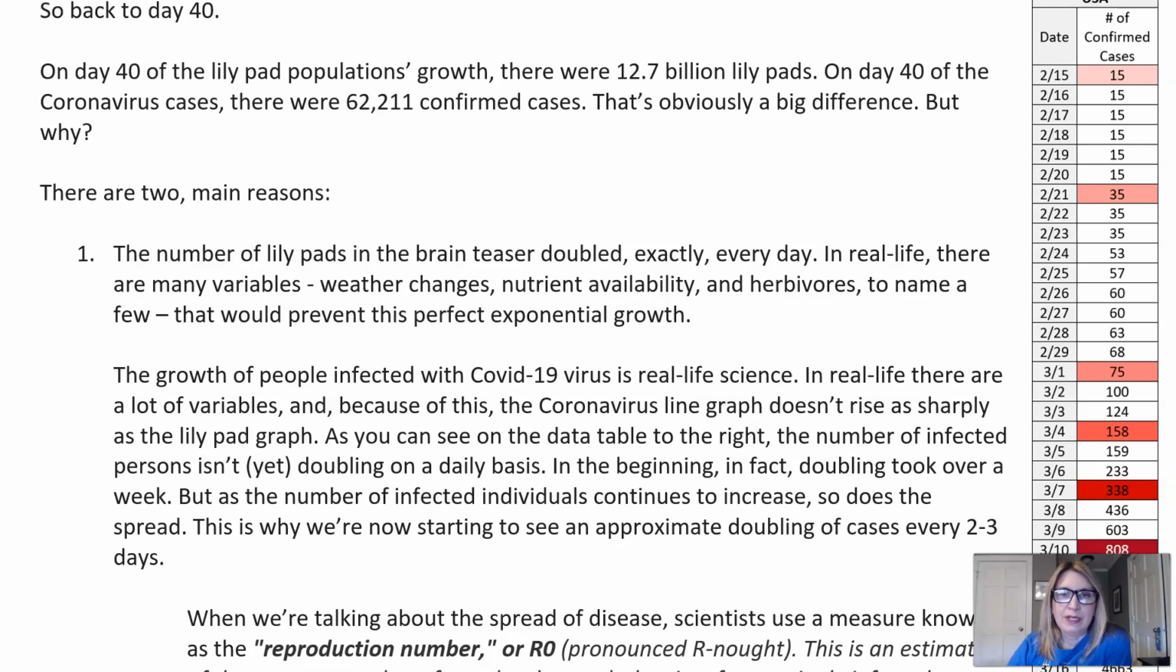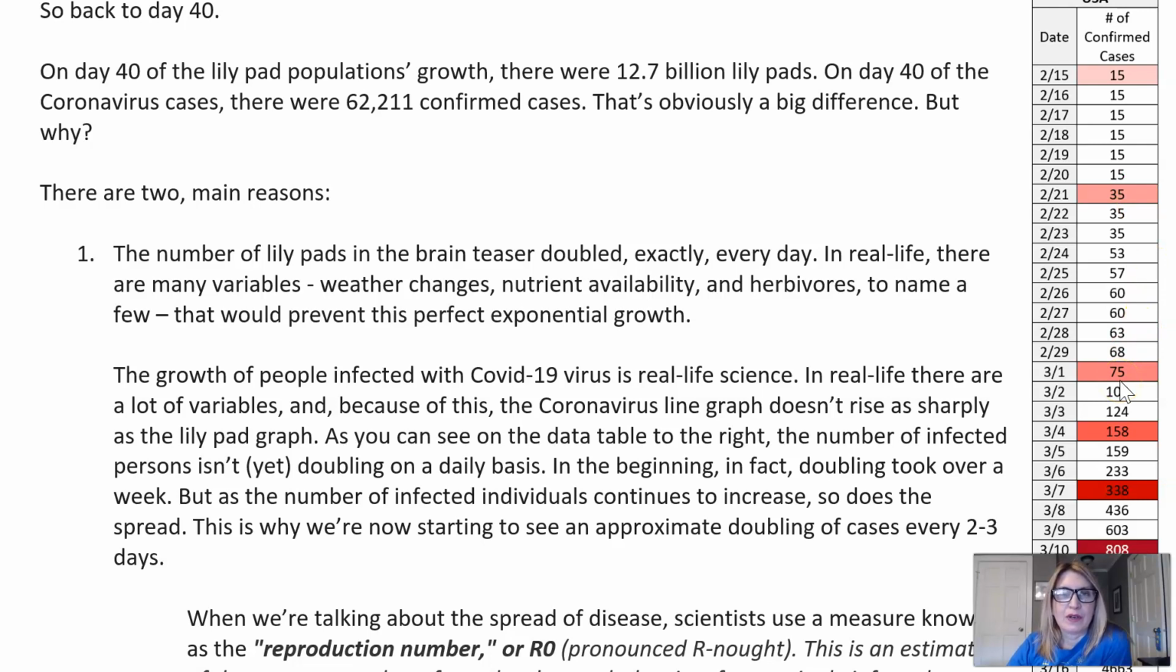So the growth of people infected with the COVID-19 virus is real life science. It's not like a brain teaser. In real life, of course, there are a lot of variables, and because of this, the coronavirus line graph doesn't rise as sharply as the lily pad graph. As you can see in the data table to the right, the one that I created and talked about the other day, the number of infected persons isn't yet doubling on a daily basis the way that the lily pads would have been. In the beginning, in fact, it took a week to double, and then over a week to double.